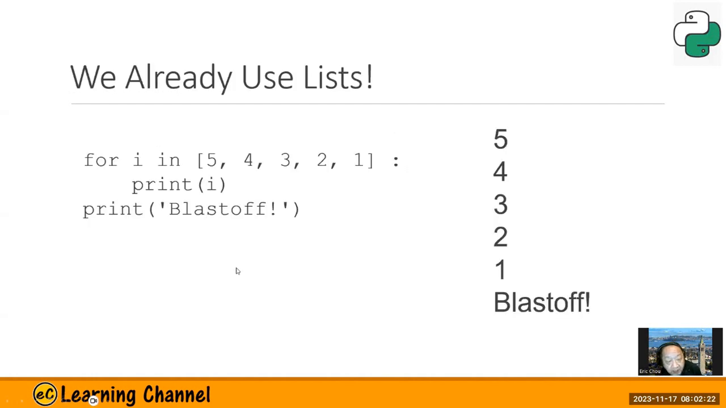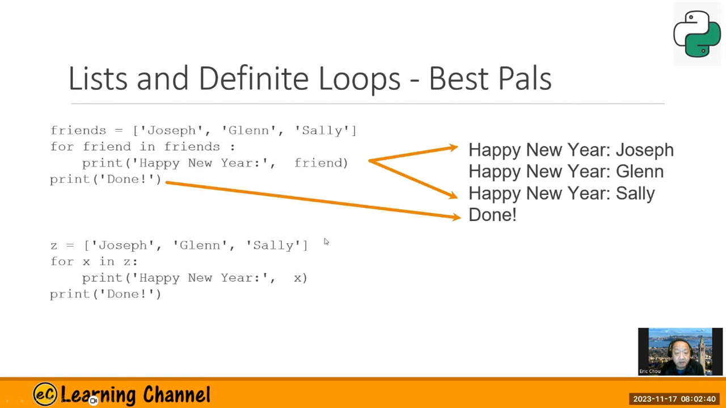So here, for i in 5, 4, 3, 2, 1. 5, 4, 3, 2, 1 is a list. When you do a for loop, every time you pick a data item from the list and print it. So it prints 5, 4, 3, 2, 1. When you finish, you print the final message. The list and the definite loop are best pairs, they are good friends. So friends equals Joseph, Glenn, and Sally. You can say for each friend in friends, and then print Happy New Year for the friend.